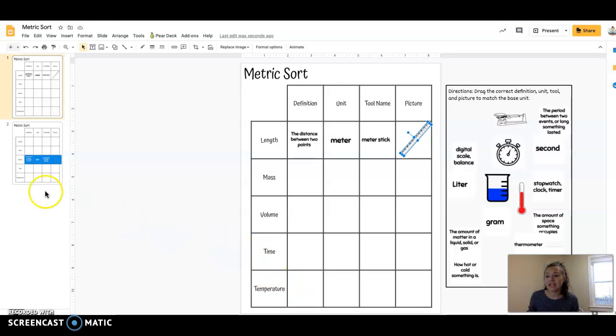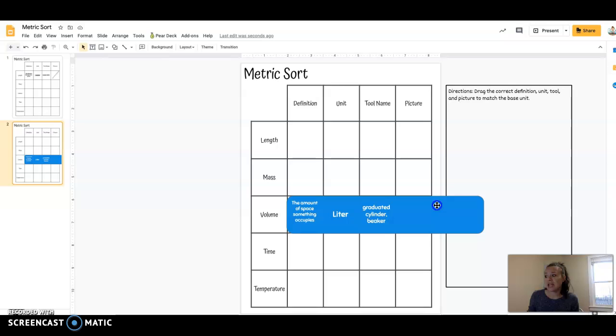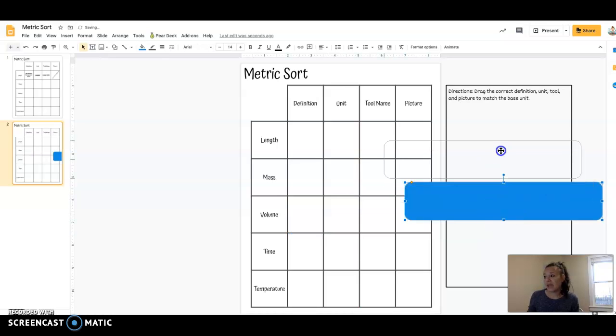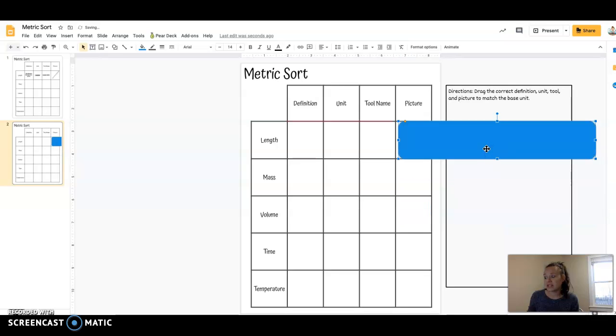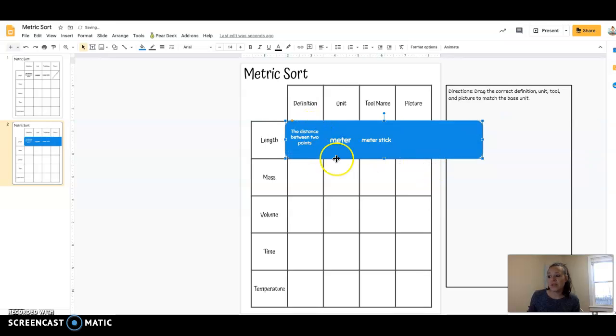And then when you're done, you can go to the second page, and you'll see here that there is a blue box that you can use to check your answers. So if you take this blue box and drag it into the row, you'll be able to check your answers. So the distance between 2 points, the meter, and the meter stick. And you'll be able to do that with each of the ones that we have learned about this week.